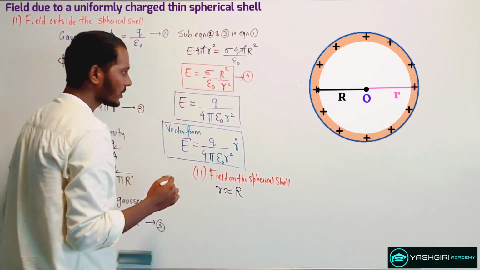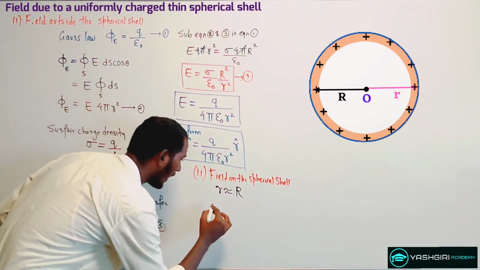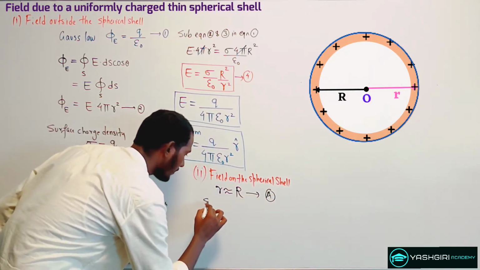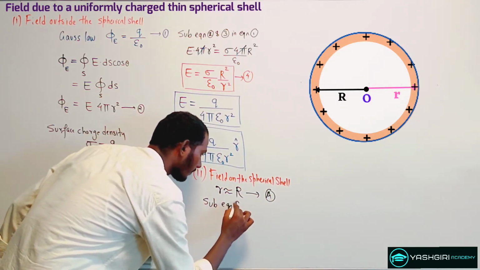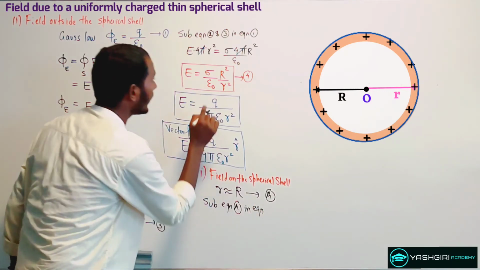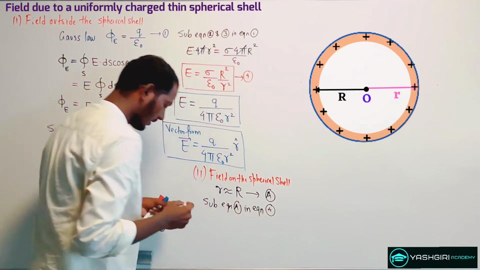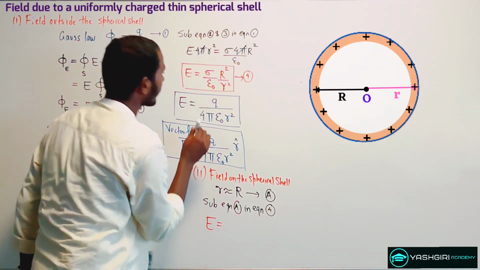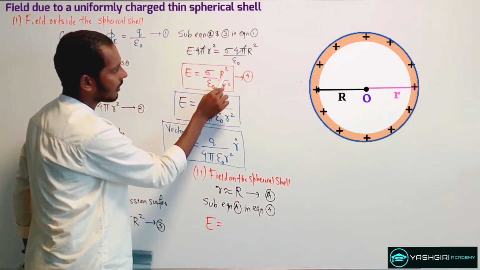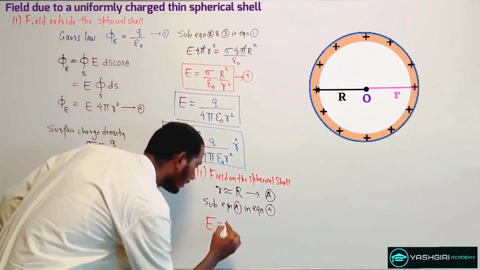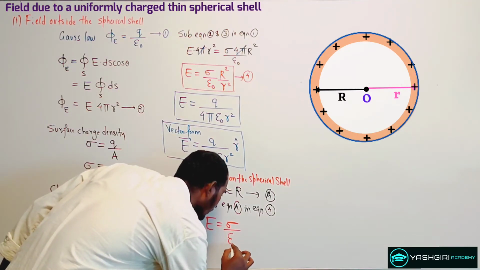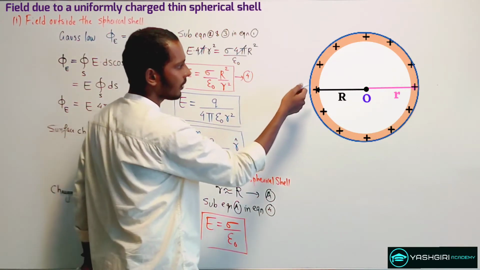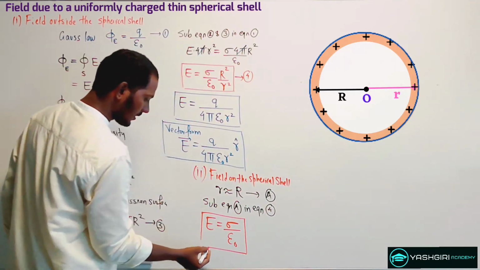So I'll be using equation 4. So in equation 4, let me say this is the expression A. When I substitute equation A in equation 4, what I'll be getting is the electric field here. So the electric field will be what? I'm just replacing this by capital R. Capital R and capital R will get cancelled, and you are left with sigma by epsilon naught. So this is the case which is on the surface of this spherical shell. So this is the electric field.